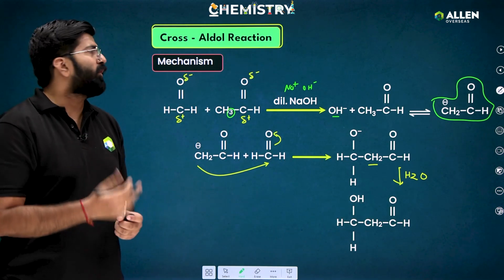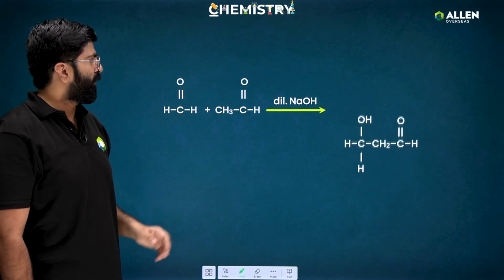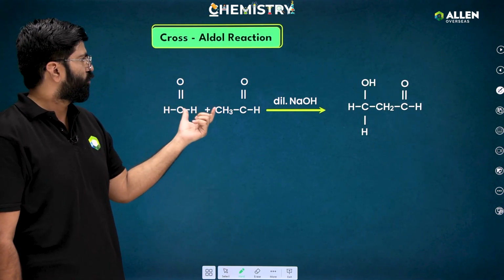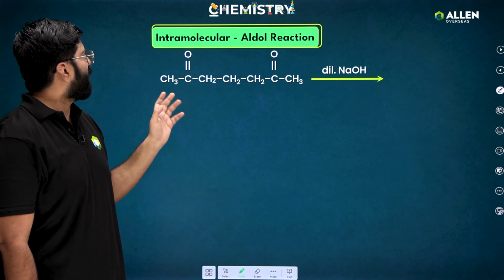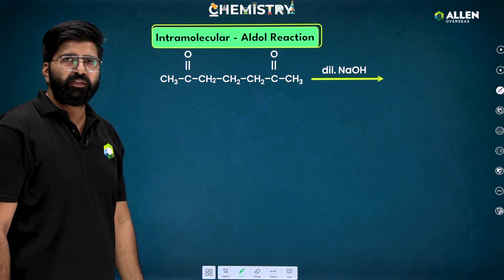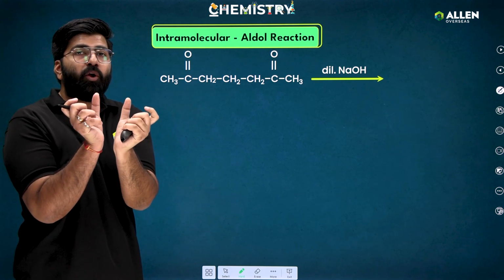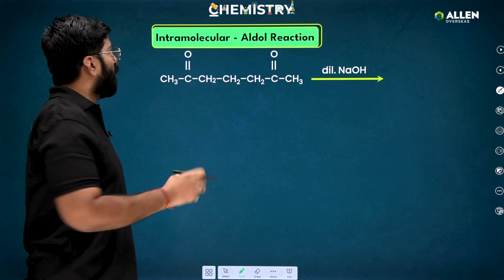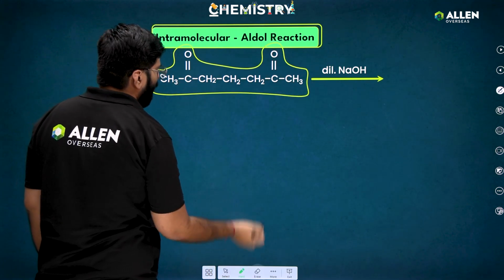There is one more type of reaction. Like how there was a cross aldol reaction, this was the general idea of how you can write the reaction. These two are there. Now you can directly write the product also. Now the second one is the intramolecular aldol reaction. What do you mean by this? In this part, previously there were two different molecules in which we were doing our aldol reaction. Now this is one single molecule, and this can also perform the reaction.